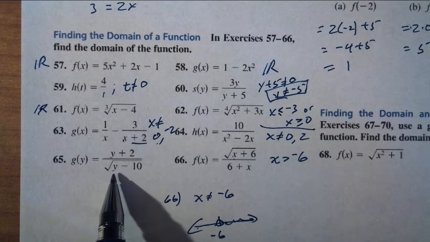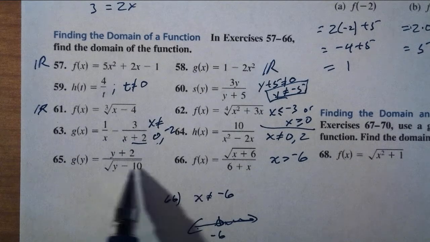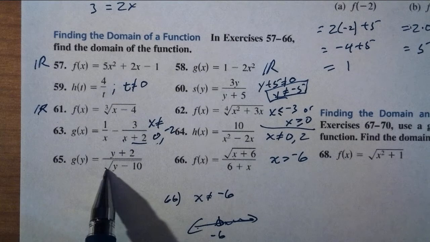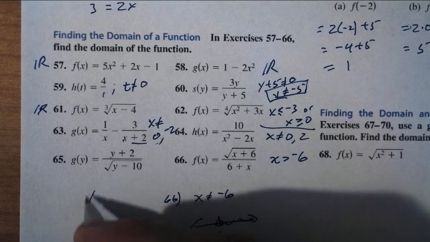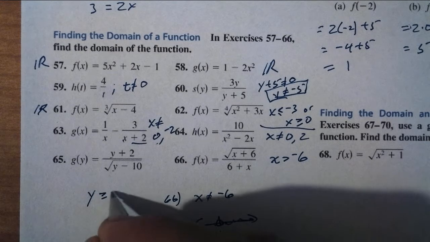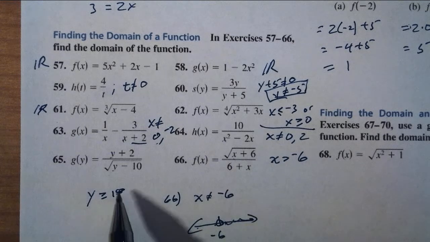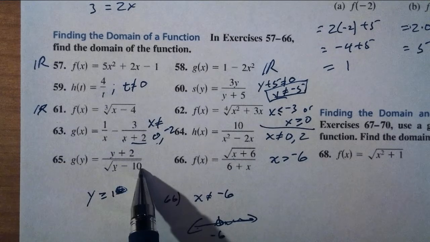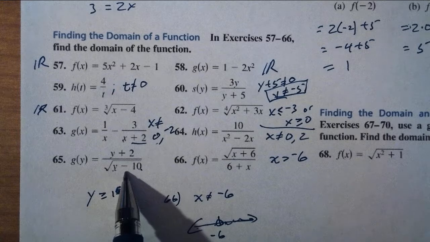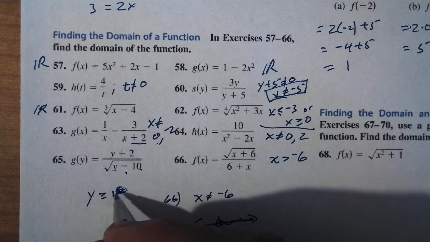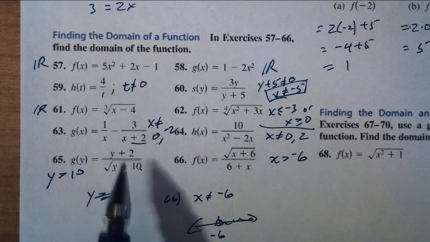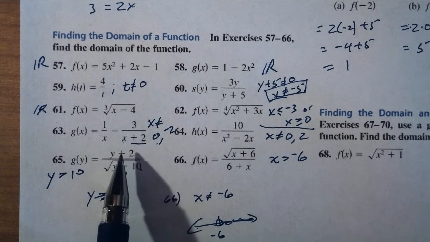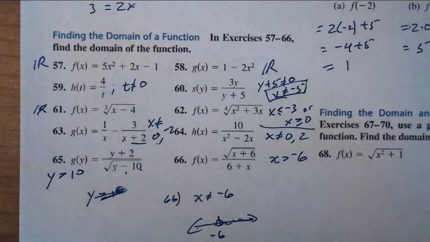Okay, and 65, a lot like 66, maybe a little bit easier. I may subtract 10 from any number I want, but I may not take the square root of a negative. So just because of the square root, I'd be tempted to say y has to be greater than or equal to 10. However, if y is 10, the denominator becomes 0, so it can't be equal to 10. So we end up with just y has to be greater than 10. I may add any number I want to 2, and the numerator of a fraction can be any number at once.